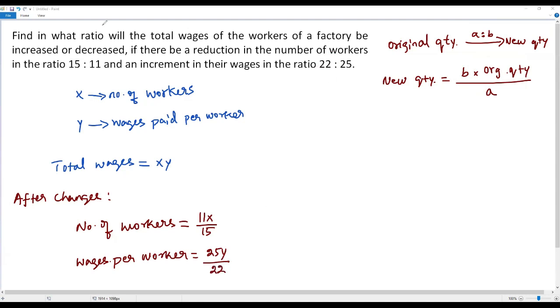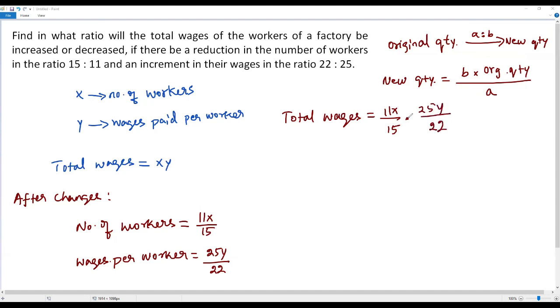Okay, after the two changes mentioned in the question, I got the number of workers and wages per worker over here. Now, after these two changes, let's find the total wages. Let me write over here. To get the total wages, the same thing, we have to multiply the number of workers and wages per worker, that is 11x over 15 times 25 over 22.